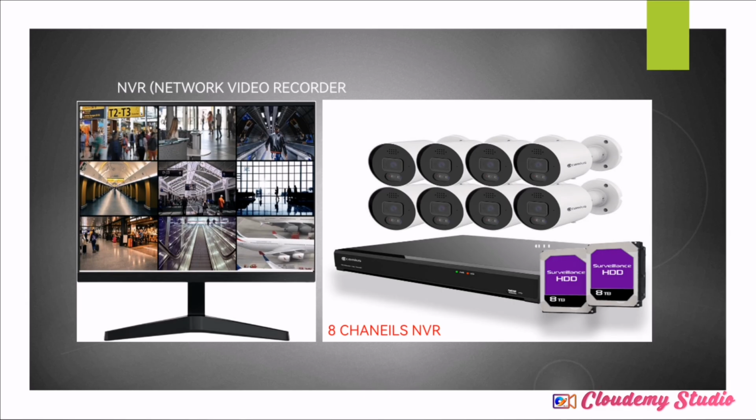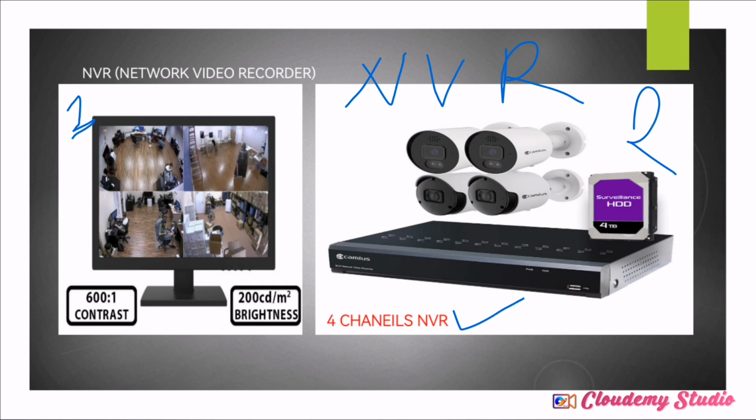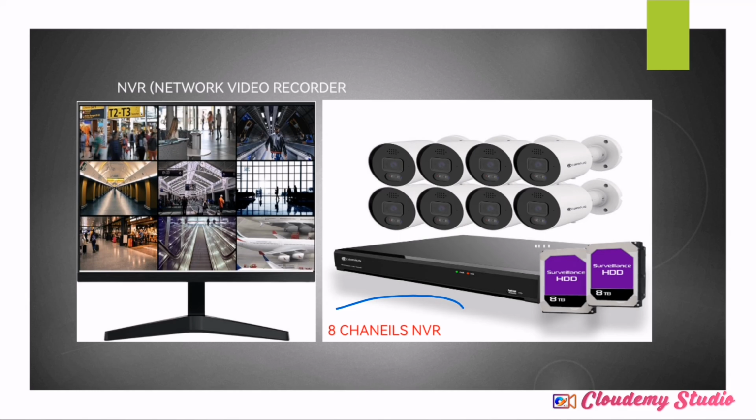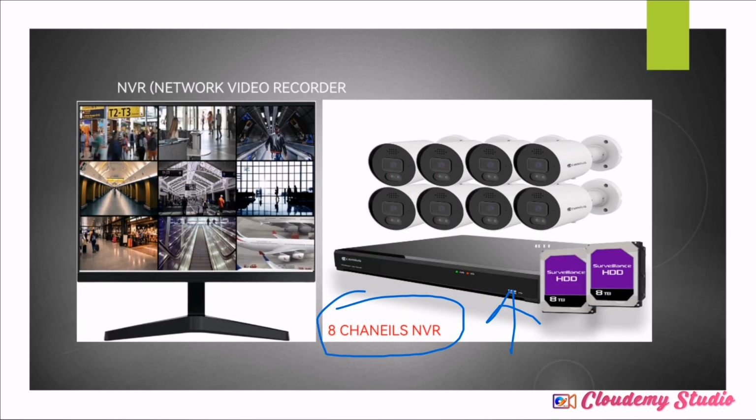So as you can see here, it's one and the same thing. I won't take much time to explain, because a lot of the explanation I've already done on the previous page. Let me make the page look clean. Okay, so as you can see here, I will take you back. This one has an 8-channel NVR, and this one has 4 cameras.